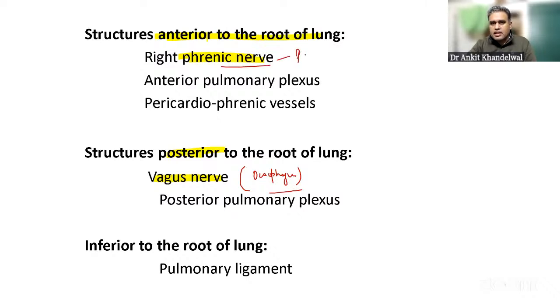It also supplies the pericardium. Understand? It supplies the pericardium also. It supplies the pleura also. And then it goes down and supplies the diaphragm ultimately. So it lies in front.